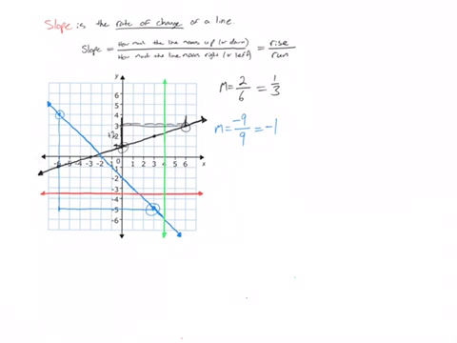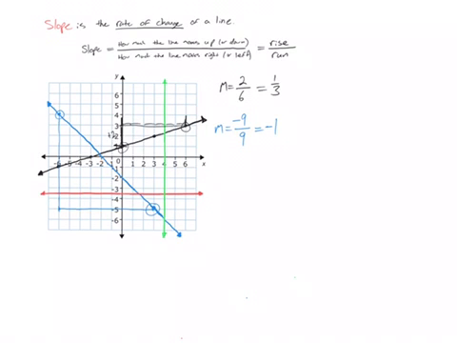Now if I'd gone the other way, if I'd started at this point and moved up, I've gone up 1, 2, 3, 4, 5, 6, 7, 8, 9, and moved left 9. So it would have been +9 over -9, still coming out with a -1. So you can pick any 2 points, move in either direction. As long as you go with rise over run, you end up with the same slope.